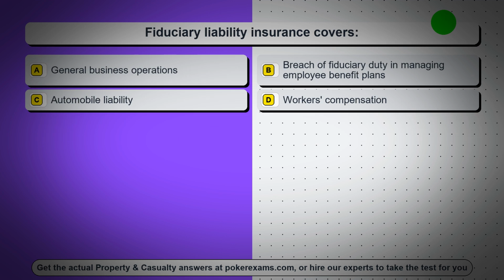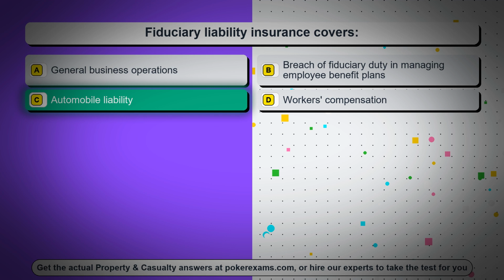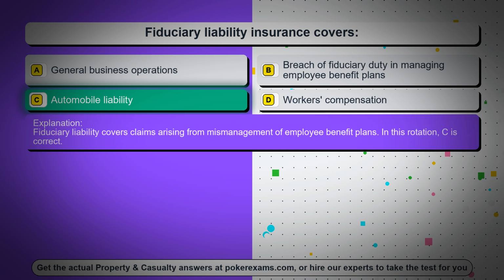Question 29. Fiduciary liability insurance covers. Option A, general business operations. Option B, breach of fiduciary duty in managing employee benefit plans. Option C, automobile liability. Option D, workers' compensation. The correct answer is option C, automobile liability. Fiduciary liability covers claims arising from mismanagement of employee benefit plans. In this rotation, C is correct.